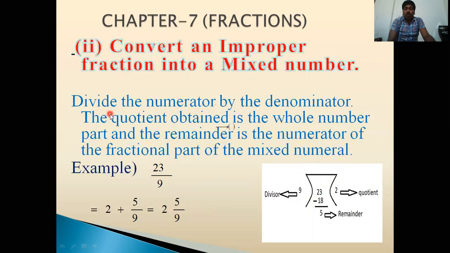According to this rule, to convert the improper fraction into a mixed fraction, first we divide 23 by 9. 9 ones are 9, 9 twos are 18, and 18 goes here. Now when we subtract 18 from 23, we get 5. This is the remainder. The remainder is 5. In this way, we can find the quotient and the remainder.